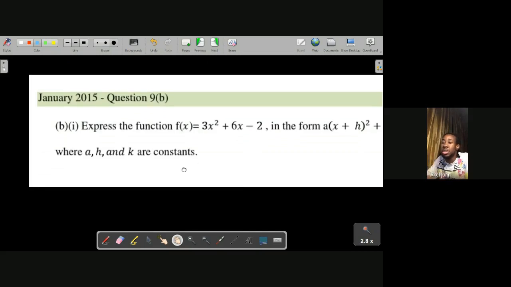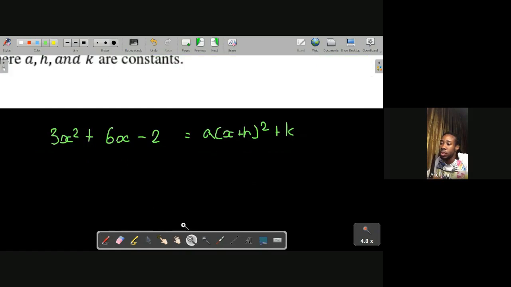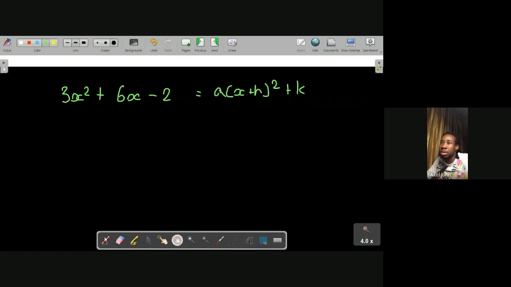So the first thing you want to do is simply rewrite the quadratic they would have given us. So 3x squared plus 6x minus 2, and you want it in the form a open bracket x plus h close bracket squared plus k. Remember, this is a general form of a quadratic.